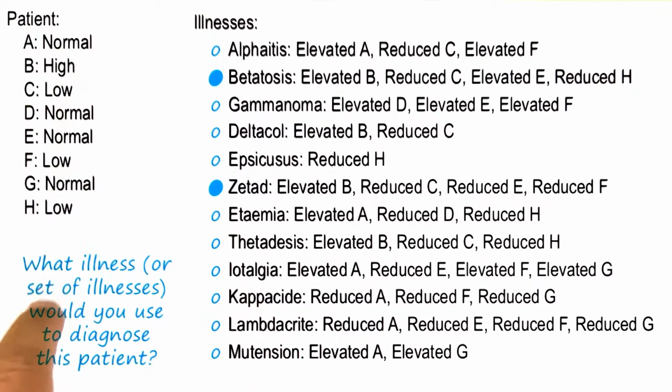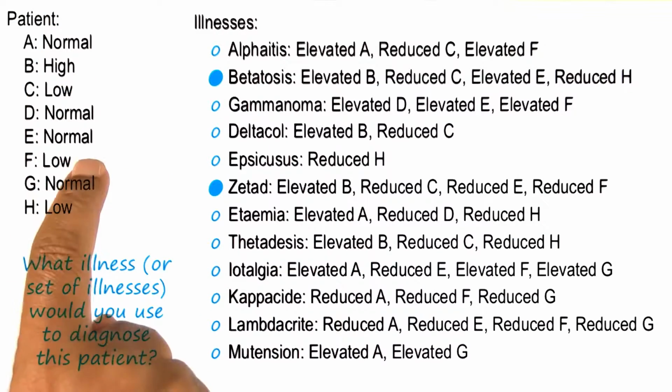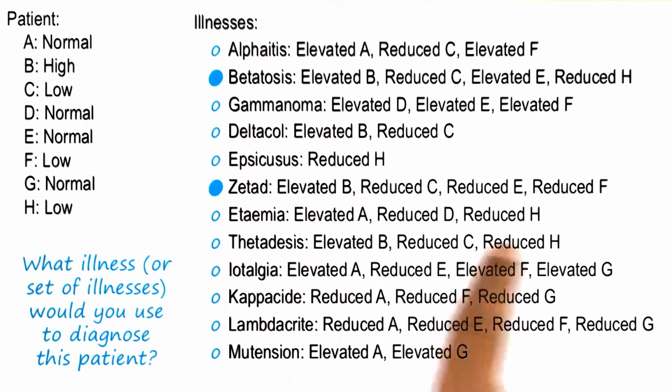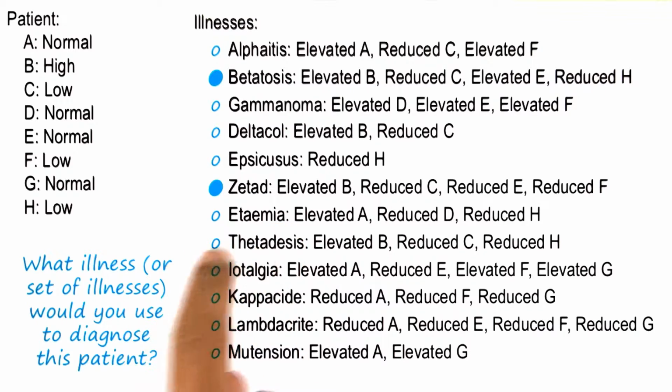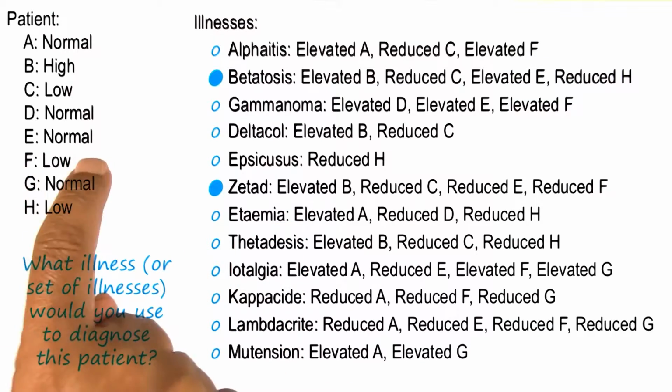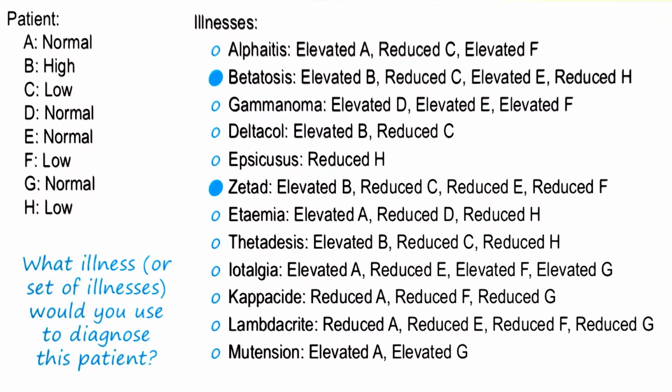In the current problem, the additional symptom is that F is low. So case retrieval would first lead to the conclusion of thetadesis. Now we need to tweak this particular solution to also account for the additional symptom of F being low. We could do that by adding capacide and mutention to thetadesis. Case-based reasoning thus would tend to focus the alternative set of hypotheses.